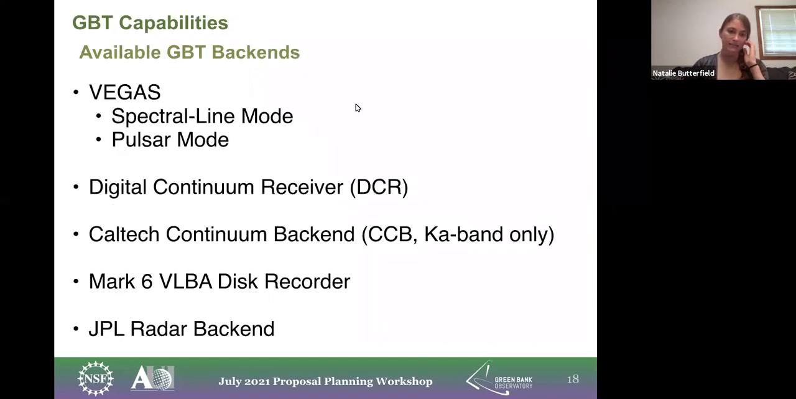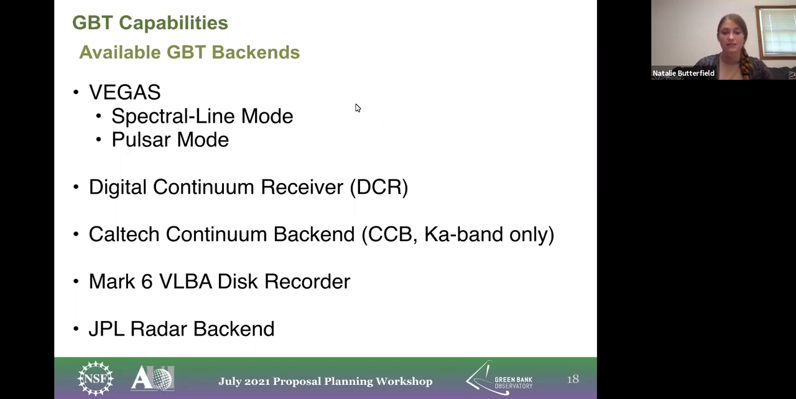All right, so moving on to backends. We have multiple different types of backends. The most common one that's used is Vegas. I will be spending a couple slides after this one discussing the different spectral line mode versus pulsar mode, so I won't get into too much detail with those. We also have the DCR, which is the digital continuum receiver, that's used for continuum observations. We also have the Caltech continuum backend that is only for KA band. It's not used that often, but we do have the CCB backend available.